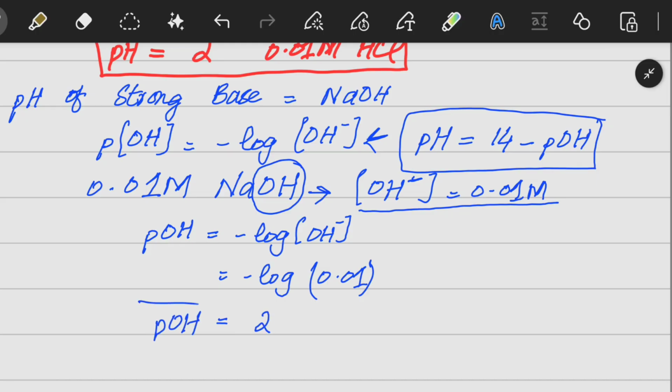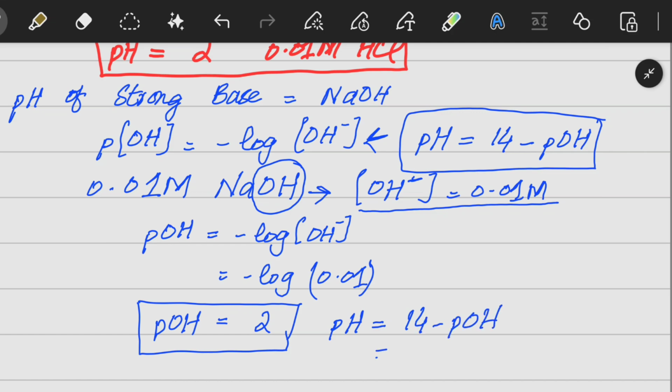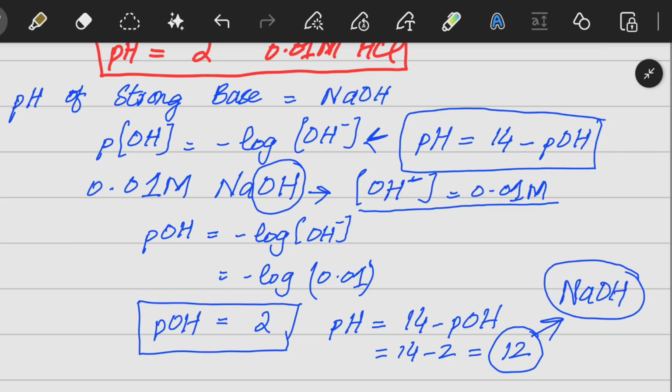So pOH is 2. Be very careful, this is not the pH, this is the pOH. So pH will be 14 minus pOH, which is 2. So the pH will be 12. So this is our answer. We know sodium hydroxide is a strong base, so a 0.01 molar solution of sodium hydroxide will have a pH of 12, which is pretty basic.